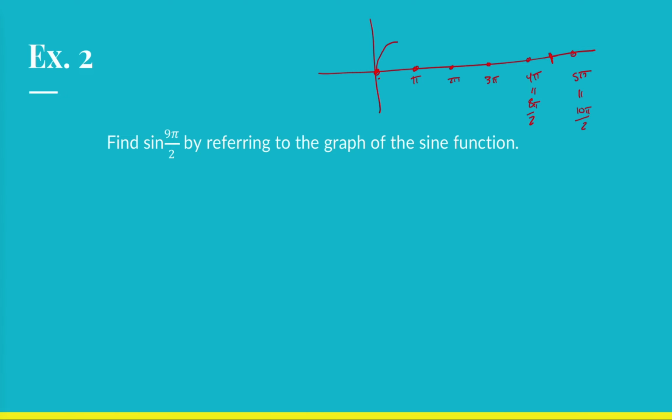So from 0 to pi is the up loop, pi to 2 pi is the down loop. And we've got an up loop and we've got a down loop, and so at 9 pi over 2, that's going to be right in the middle of our up loop. And so sine of 9 pi over 2 is equal to 1.